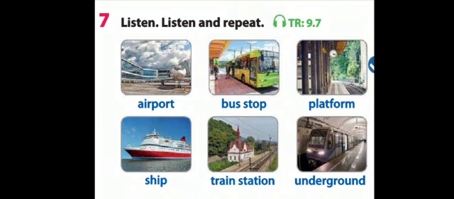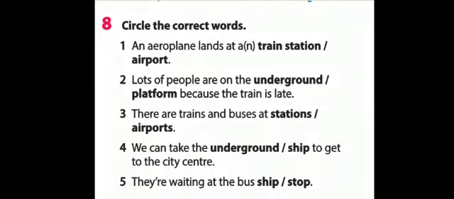Okay. Now I need to move to question number 8. Please circle the correct words. Number 1. An aeroplane lands at a train station or an airport. Number 2. Lots of people are on the underground or the platform because the train is late. Number 3. There are trains and buses at stations or airports.